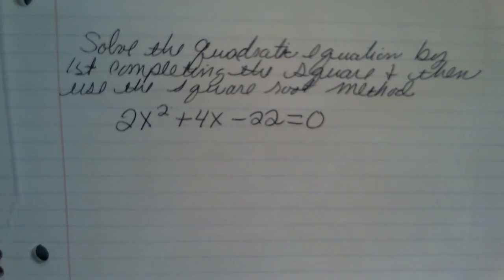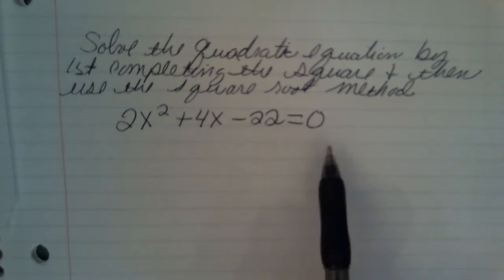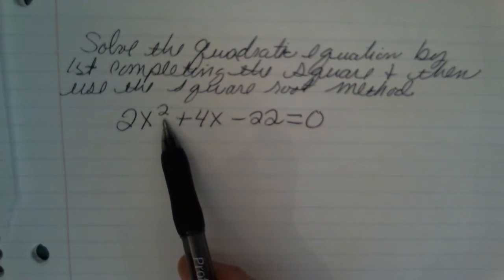Hello students, in this video I'm going to explain how to solve a quadratic equation by first completing the square and then using the square root method. I know that this is a quadratic equation because the highest degree is 2.